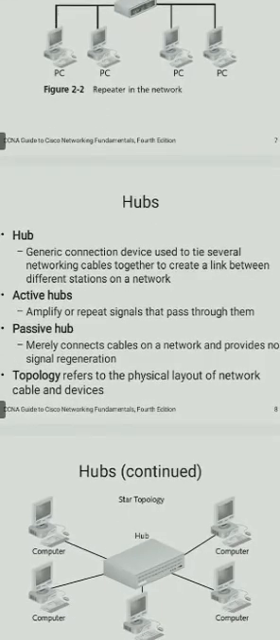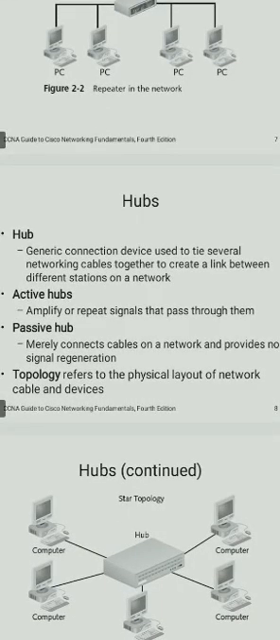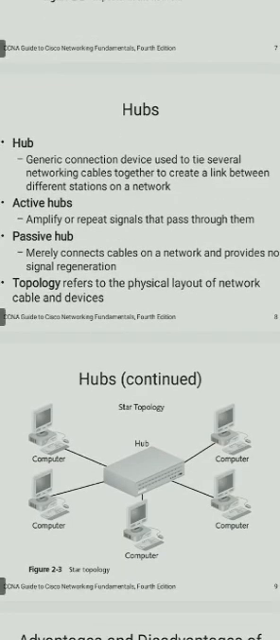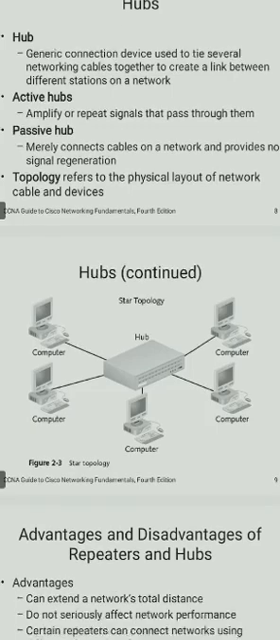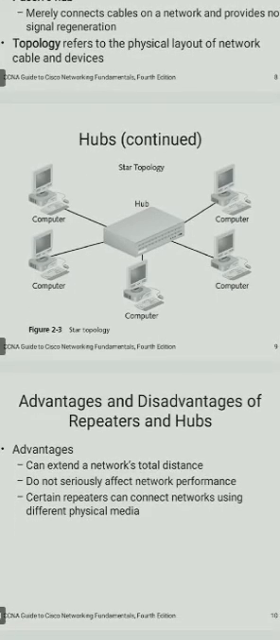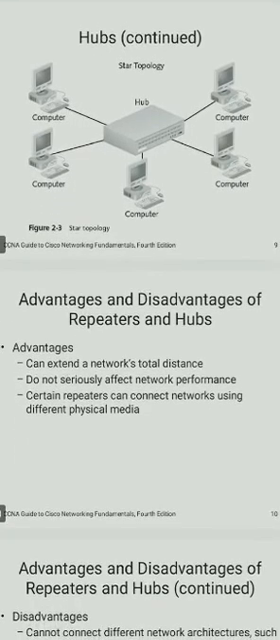Next are the hubs. A hub is a generic connection device used to tie several networking cables together to create a link between different stations on a network. Active hubs amplify or repeat signals that pass through them. A passive hub merely connects cables on a network and provides no signal regeneration. Topology refers to the physical layout of network cable and devices. This is the picture of the hubs.